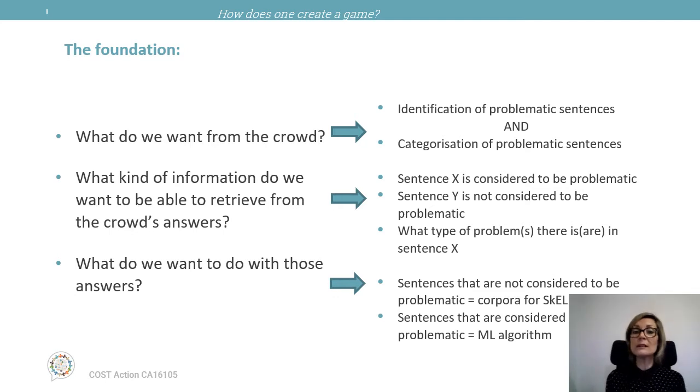And what do we want to do with those answers? The sentences that are not considered to be problematic can be used straight away for creation of corpora for scale. The sentences that are considered to be problematic will be used for the creation of a machine learning algorithm.